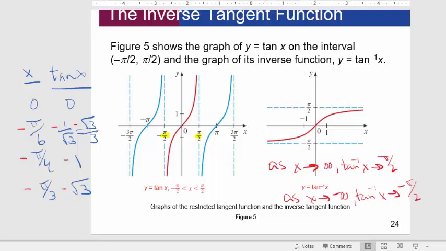So again, you can see it. As you look to the right, what happens? Y gets close to pi over 2. As you look to the left, what happens? Y gets close to negative pi over 2. So that's important end behavior to remember, right? Because you have vertical asymptotes there.